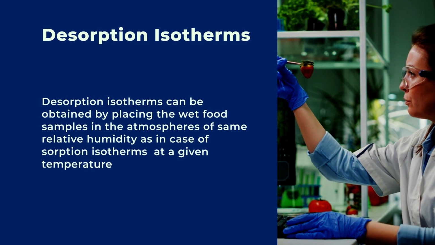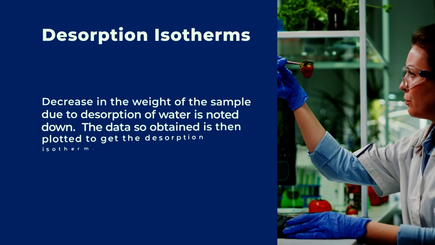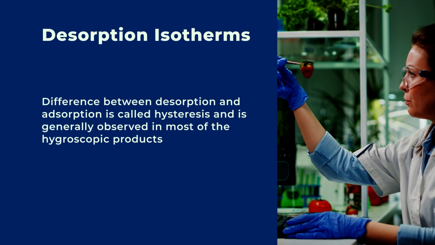What we do is the reverse. In this, the wet sample is placed in an atmosphere of relative humidity, and then the decrease in weight is noted, and then data is obtained. And the difference between the desorption and absorption is called the hysteresis, and it is generally observed in most of the hygroscopic products which we explained to you.